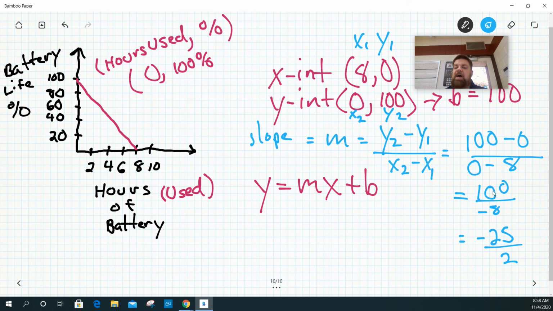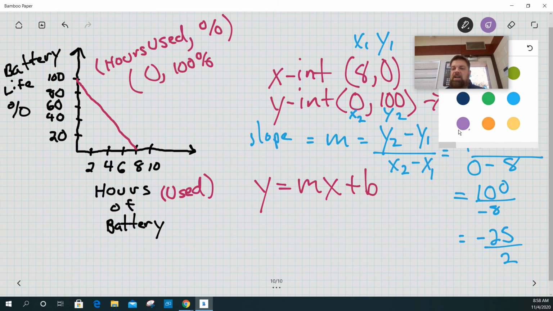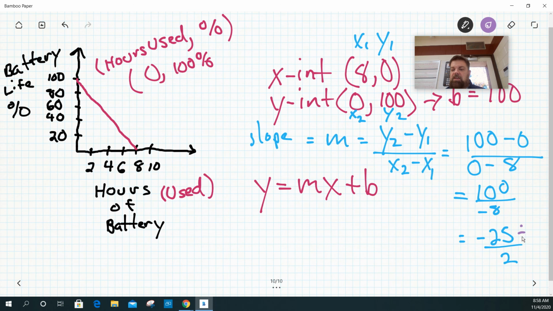If I divide the top and bottom by 4, 100 divided by 4 gives me 25, and 8 divided by 4 is 2. So 100 over 8 reduces down to 25 over 2. And let me just write that out so it's a little clearer. I'm dividing this by 4, and I'm dividing this by 4. And that's how I get the reduction in my fraction.